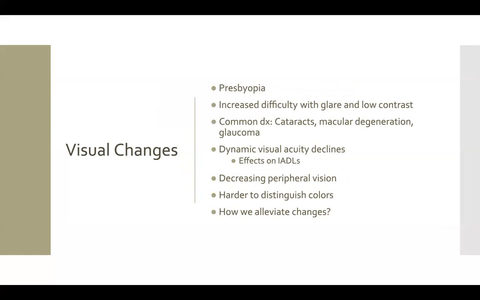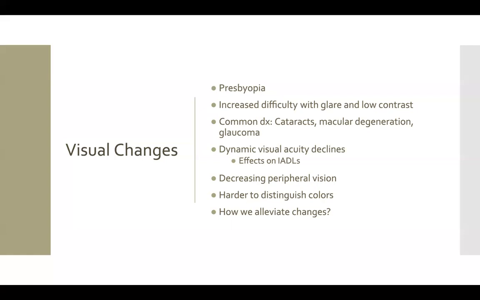So visual changes: we have presbyopia, which is that idea of farsightedness. Increased difficulty with glare and low contrast, especially at nighttime. So these are why individuals that are older adults find it difficult to drive at night. Some common diagnoses are cataracts, macular degeneration, glaucoma, etc. Dynamic visual acuity declines, so this affects IADLs, namely driving, as mentioned with the driving at night.